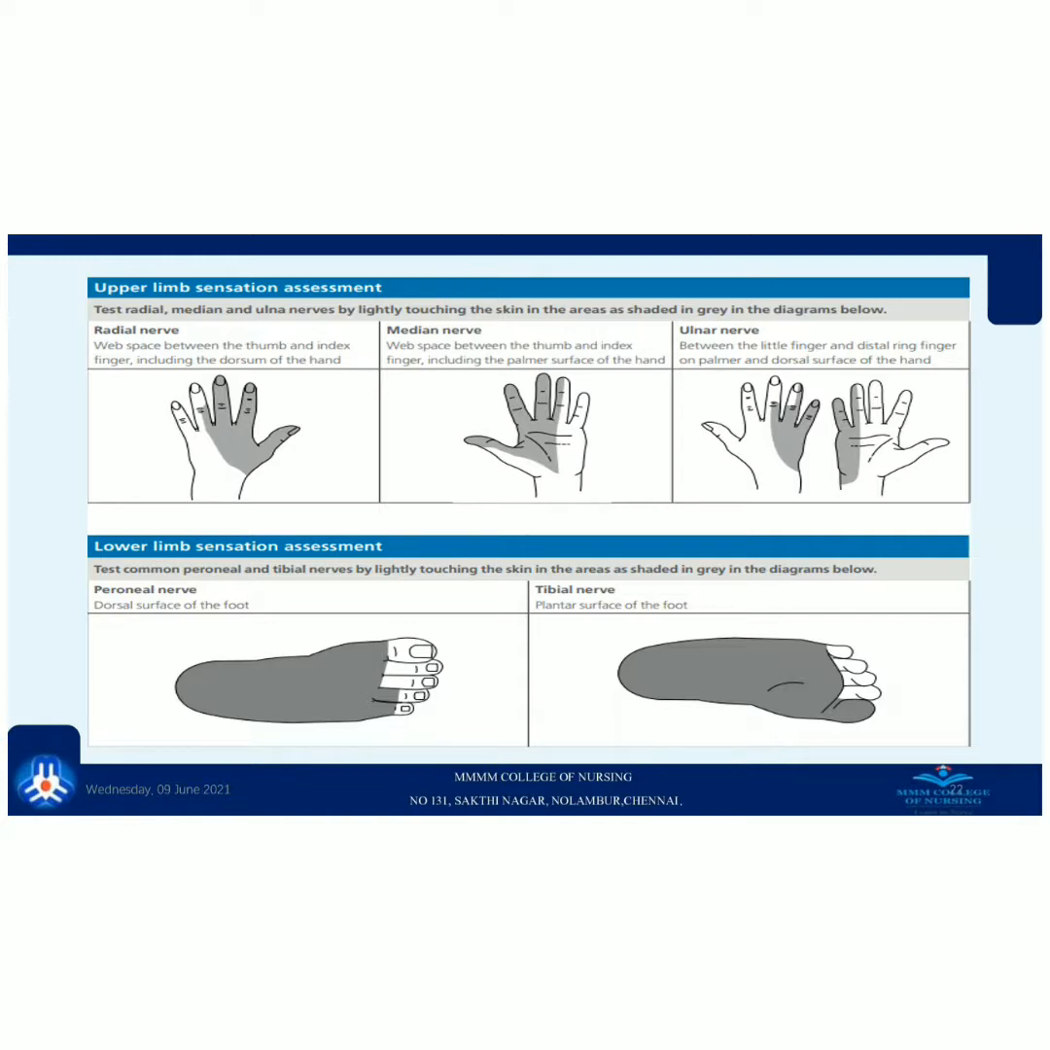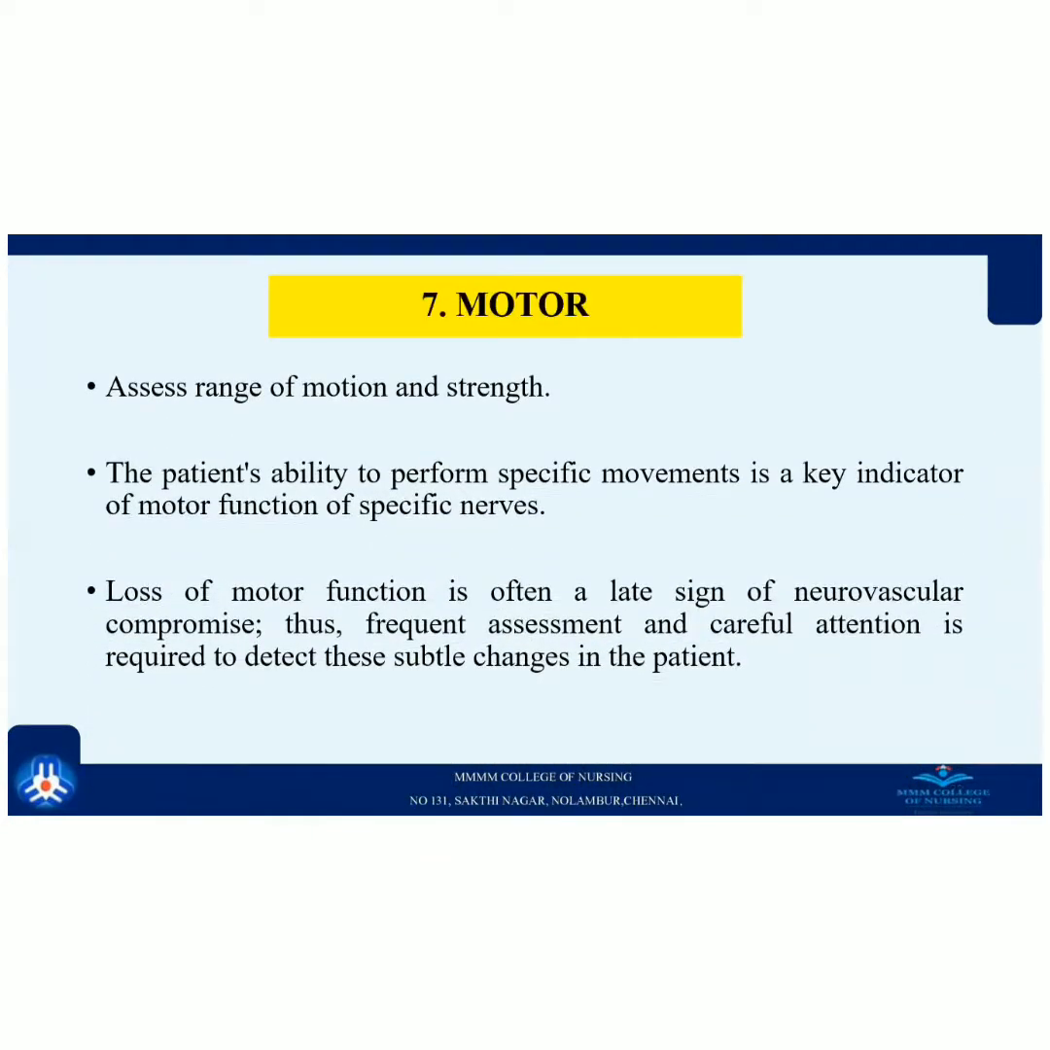Whereas lower limb sensation assessment includes two common nerve endings, that are the peroneal nerve and the tibial nerve. Peroneal nerve assessment can be made on the dorsal surface of the foot, whereas tibial nerve sensation can be assessed over the plantar surface of the foot. This is the sensation assessment in the upper and the lower limb. Next, we'll see motor assessment.